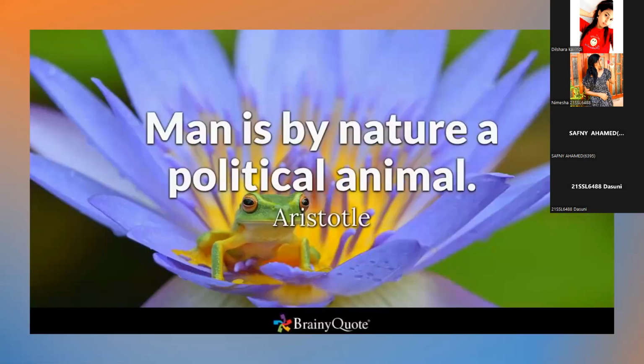Look at this. Sabni Ahmed, can you read this? Yes, sir, I can. "Man is by nature a political animal." Who expressed this view? Aristotle. Aristotle, a great political scientist, right?